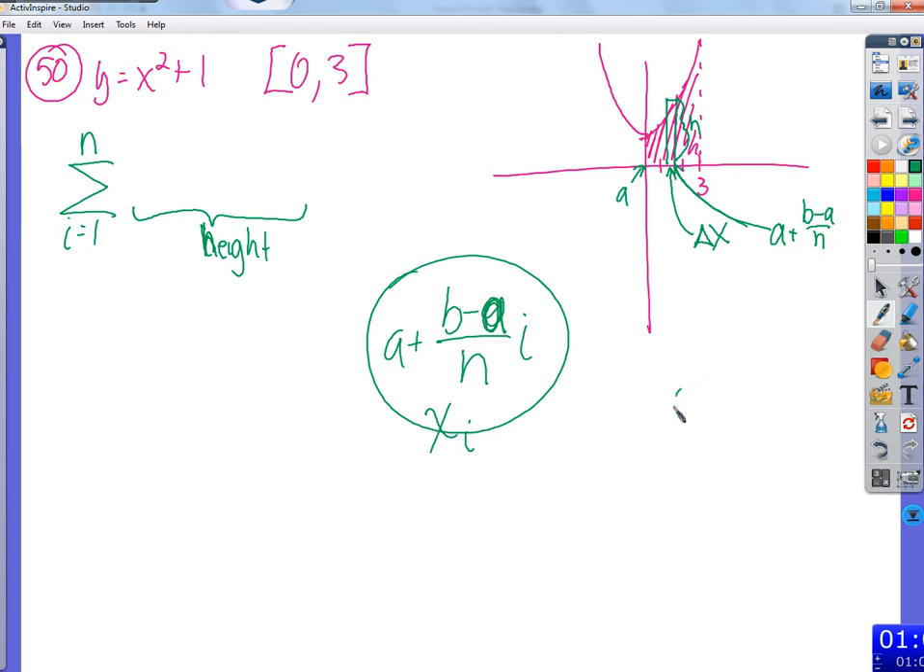So what will I get if I take 0, which is A, plus 3, which is B, minus 0, which is A, over N? It'll give you 3 over n. What is that? The width of a single rectangle. And if I use that as my x value, where am I? Not just at the beginning. At the very beginning? Yeah.